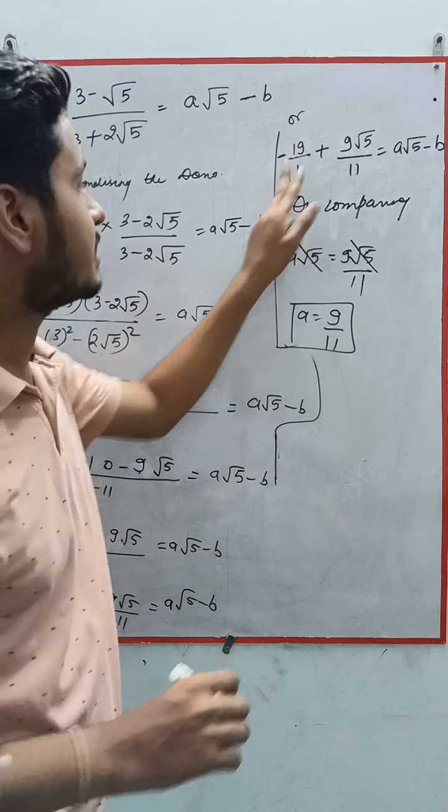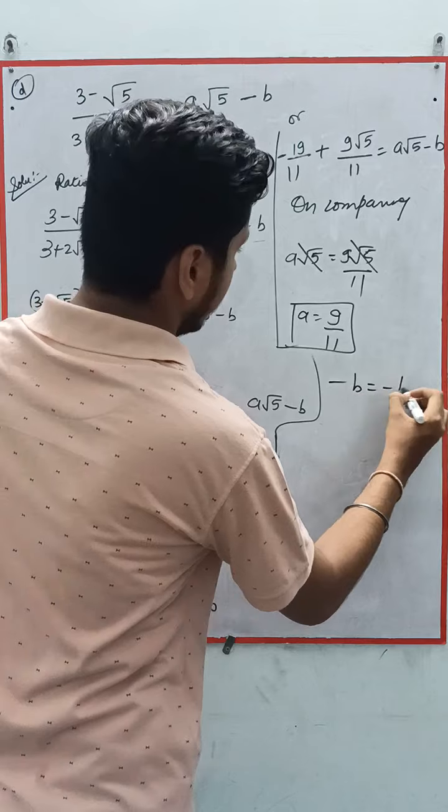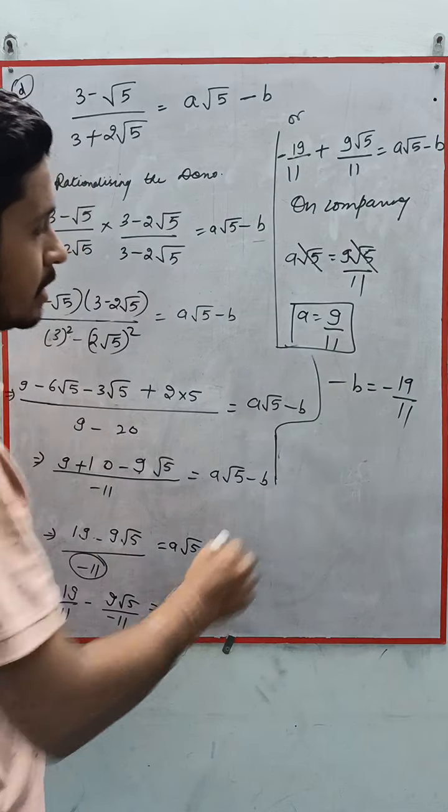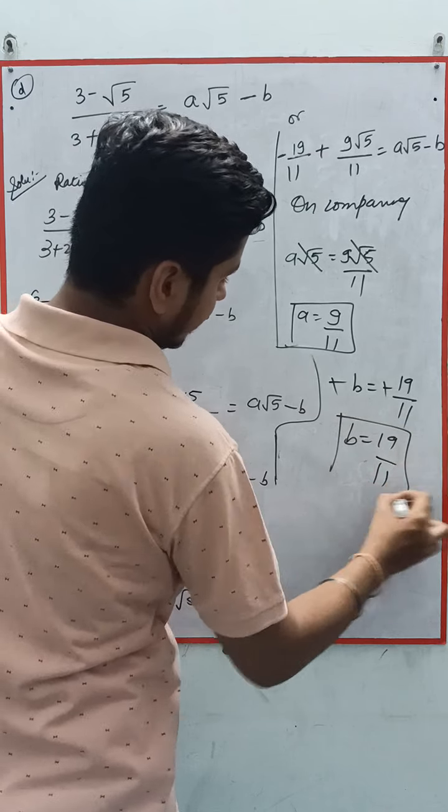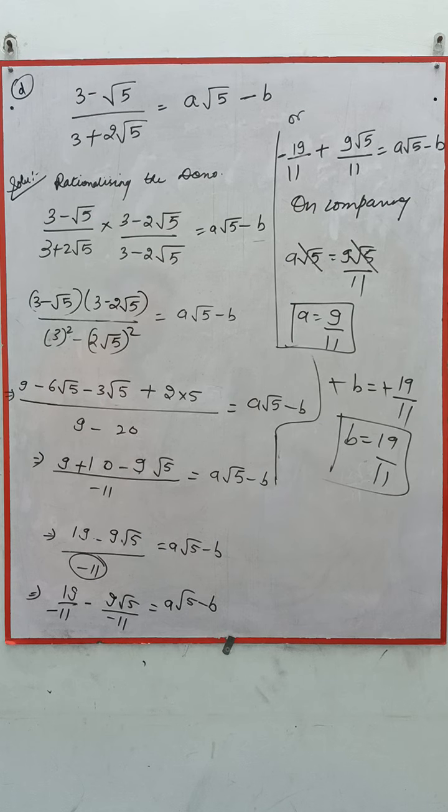Now minus b is equal to minus 19 over 11. So minus and minus cancel. Your final answer is b equals 19 over 11. So this is the solution. Now let's do the next question.